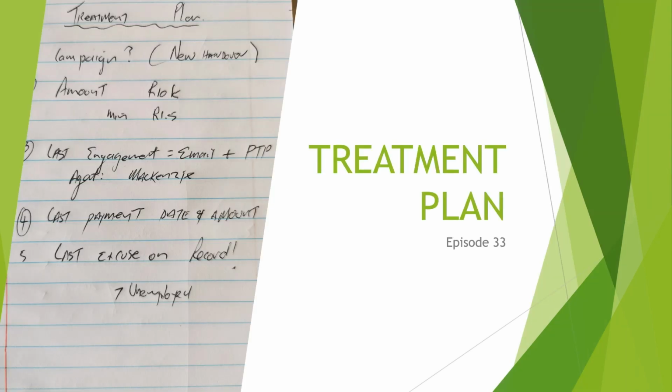A treatment plan is something I developed a few years ago, often when I worked on complex systems or systems that are not user friendly. It's basically a few notes that I take just before I make a call. So you can see with my handwriting: what campaign is it, what amount am I chasing, what is the minimum amount I'll accept, what was any last engagement with the debtor, in other words, were emails sent, or did they make any promise to pay, is the name of the agent that the person spoke with available, what was the last payment date and amount, what last excuse did the debtor use, and what was their status.